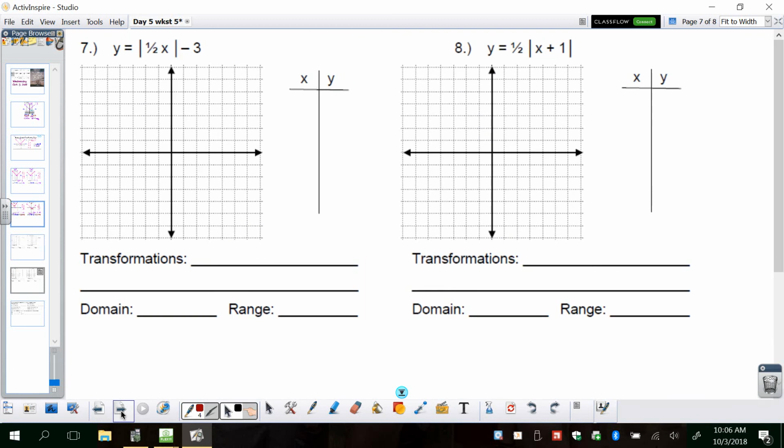What's number 8 telling me? I have an outside change, a vertical compression, exactly, and an inside change. So I have a vertical compression by a half, and what's that other change? What's that inside change tell me? Left one. It's inside, so it's a horizontal. It's a left to right change.